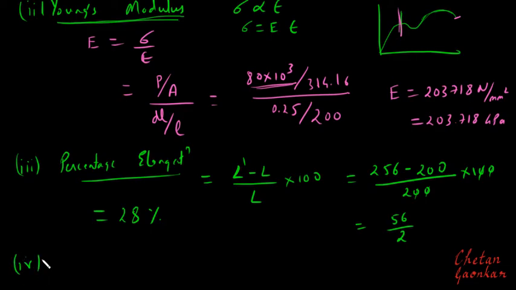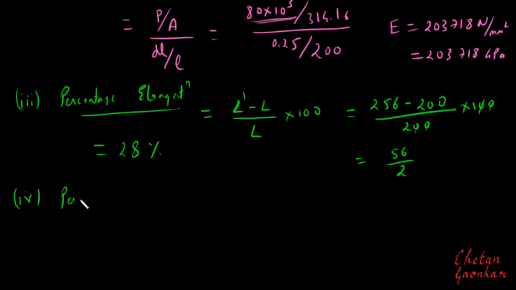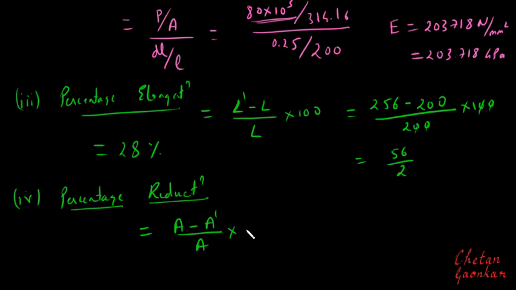Then the fourth quantity which we need to find is percentage reduction in area. Percentage reduction in area can be calculated as original area minus the area at the fracture, divided by original area, and this we have to multiply by 100. So basically this original area will be given as pi by 4 multiplied by d square, minus the area at the fracture.